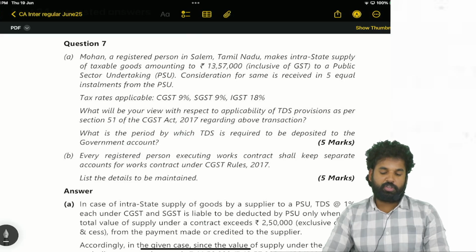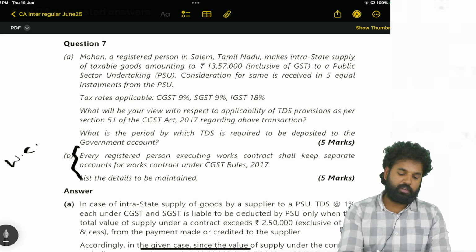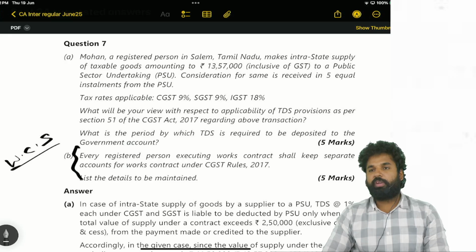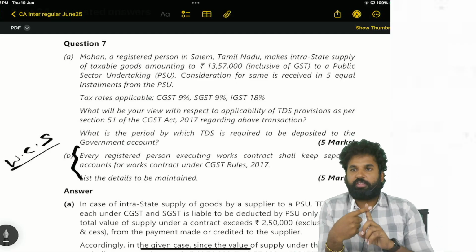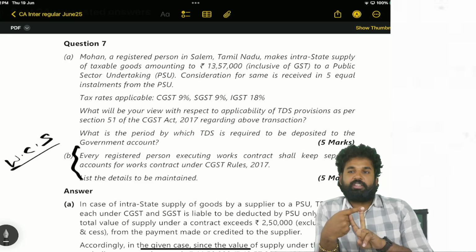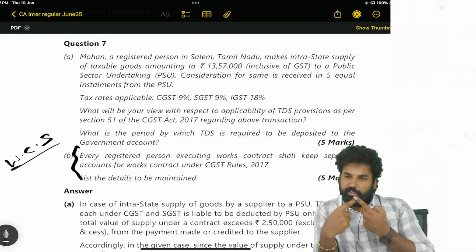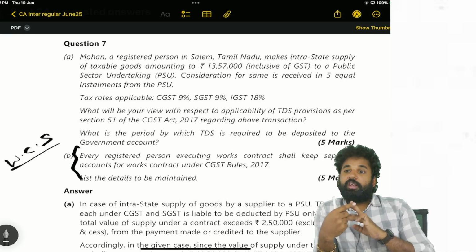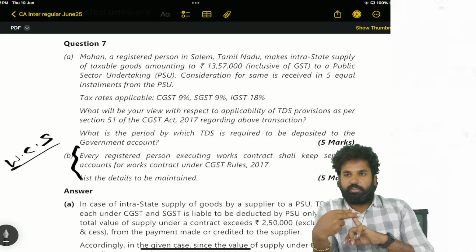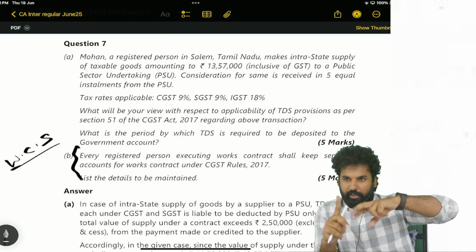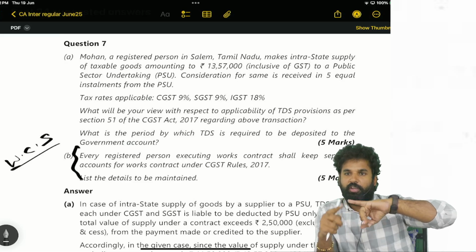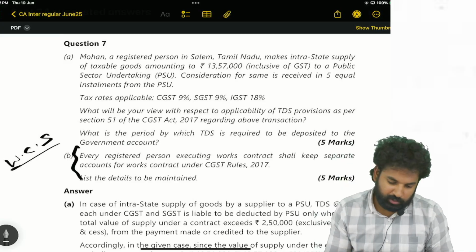Every registered person executing works contract shall keep separate accounts for works contract under CGST rules. List the details to be maintained. For works contract services, what shall be maintained? For whom the works contract service is being provided. Next, from where he is purchasing goods or services, that means his customer and supplier, both shall be there. What are the goods or services received for making works contract service? What are the goods or services utilized? So details of supplier, details of recipient, goods or services received, goods or services utilized. These are the things which shall be maintained.